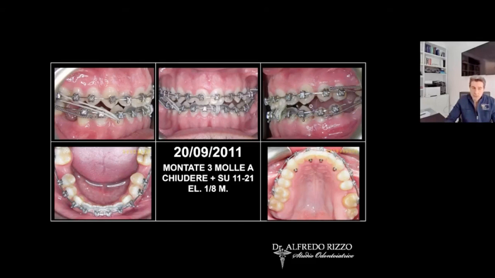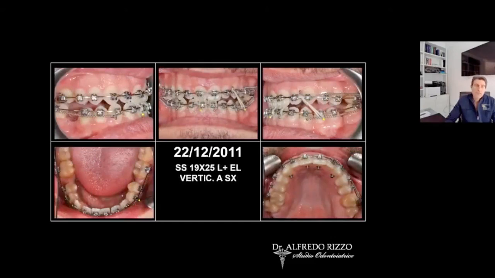This is how we have decided to medialize everything to close the gaps. We use the arch wires, closed springs and elastics for transverse expansion and class 3 overbite in the frontal area. We have also added vertical elastics in order to obtain the desired contact occlusion.